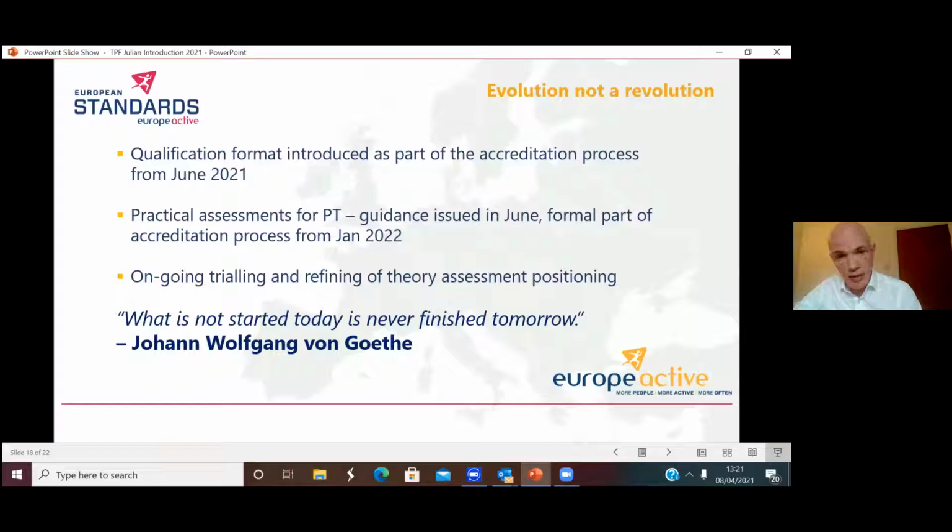We're going to talk about a practical assessment today, but it's a consultation. We're looking to get feedback. We're hoping that we can issue guidance by June, and that by the beginning of January 2022, that can become a formal part of the accreditation process. We're talking about the ongoing trialing and refining of theory assessment today as well. Now, that might be a slightly longer process. Again, we need your feedback on how we can actually take that forward. How might we better standardize the theory side?